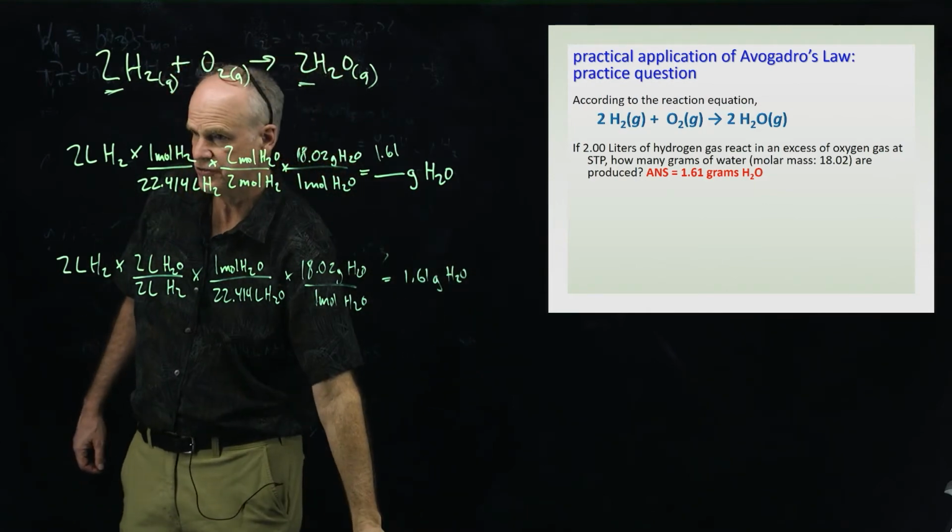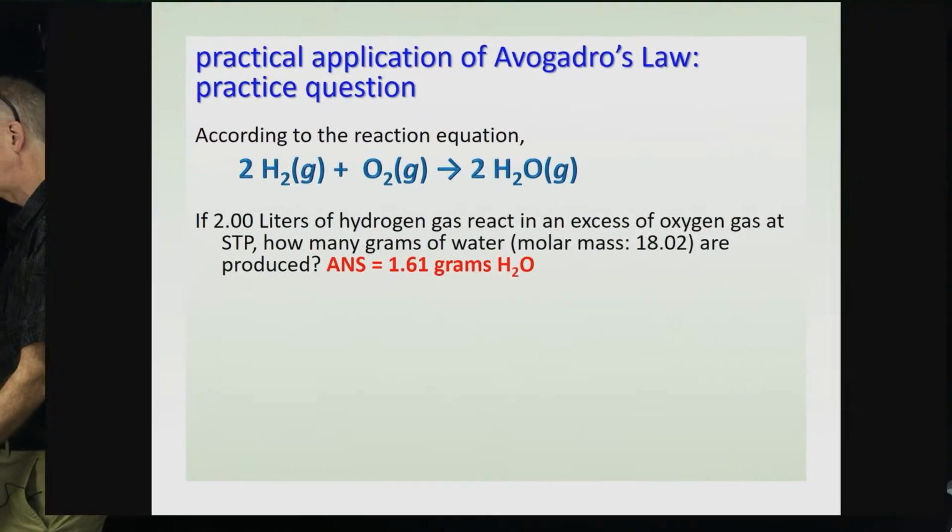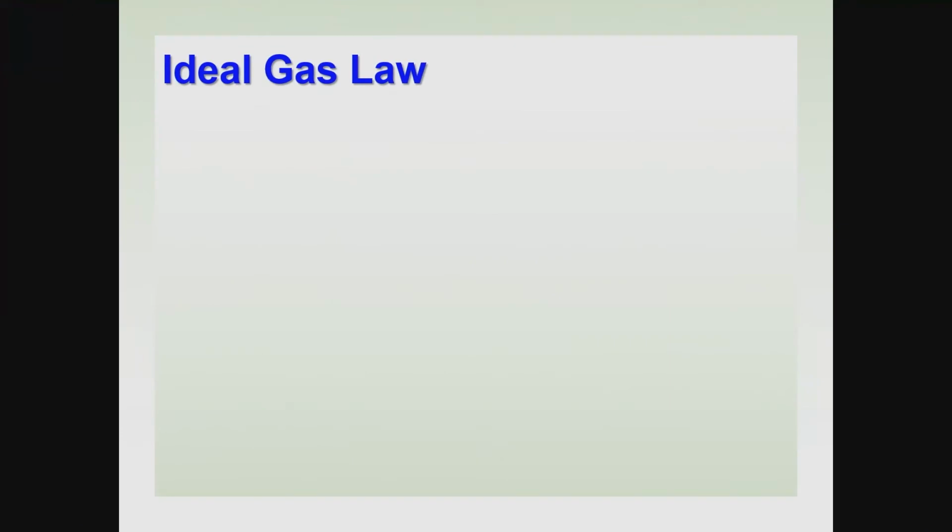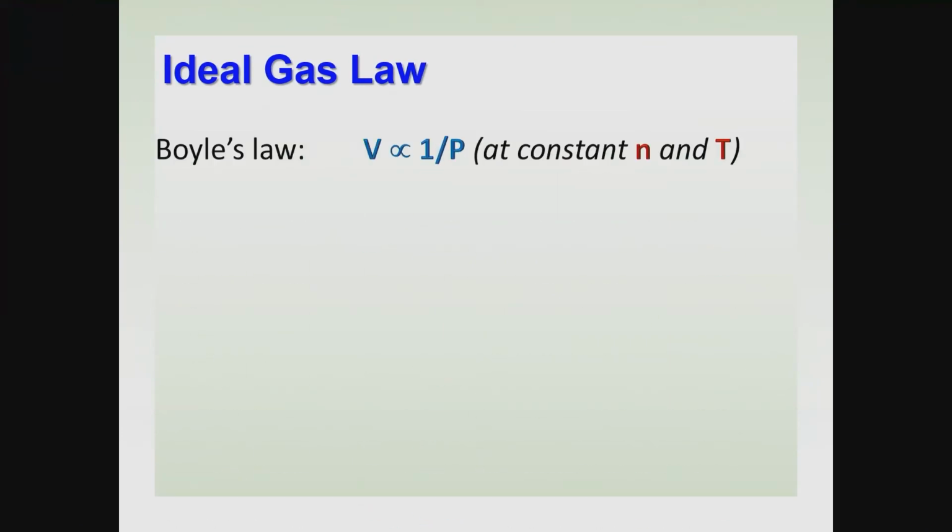Okay, so let's move on to a new concept here. I need to talk a little bit about what the ideal gas law is. One of the things you've learned previously is that when we think of a volume of a gas and its pressure, if you change the volume of the gas, the pressure will change as well, but they're inversely related. So if you increase the volume of a gas, the pressure will go down. If you decrease the volume of the gas, the pressure will go up.